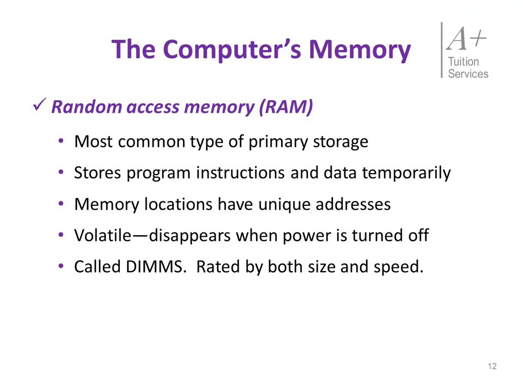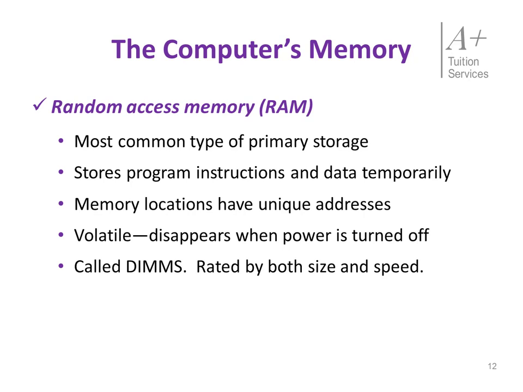Here we talk about the computer's memory. Two key terms that we need to understand when we talk about the computer's memory are random access memory and read-only memory. Random access memory is a common type of primary storage. It stores programs, instructions and data temporarily. Memory locations have unique addresses, and it is volatile, meaning it disappears when power is turned off. So if you switch off your computer, everything will be lost.